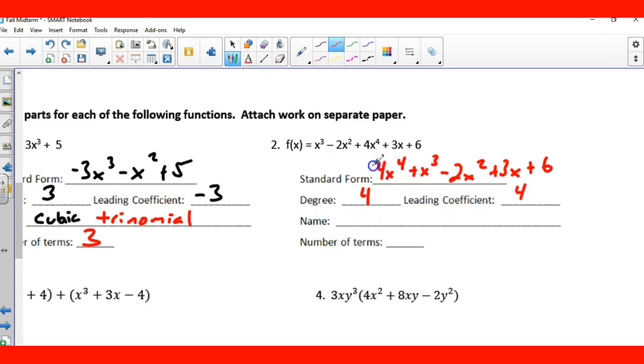Name. Well, first we're going to name it by the degree. It is 4, so that's quartic, like quarters. Quartic, 4. And then there are 1, 2, 3, 4, 5 terms. Anytime it's 4 or more terms, it is a polynomial. They're all polynomials, but we named that a quartic polynomial. And again, there are 1, 2, 3, 4, 5 terms.